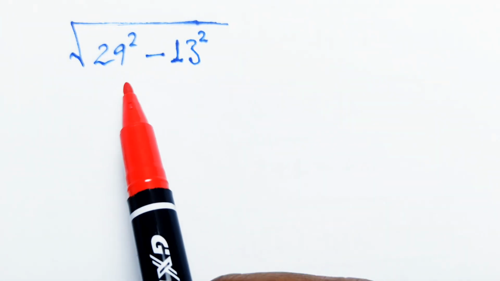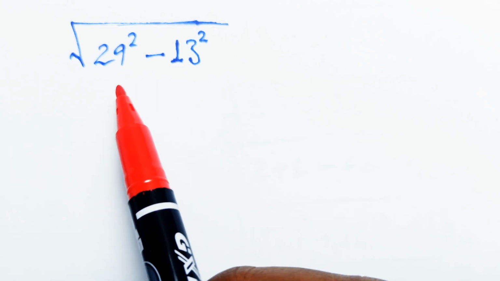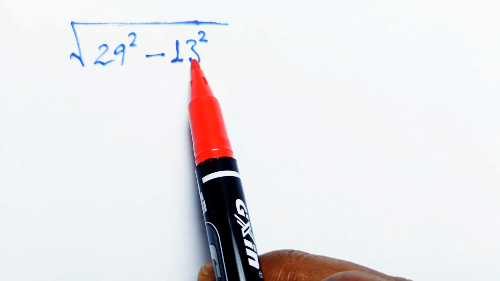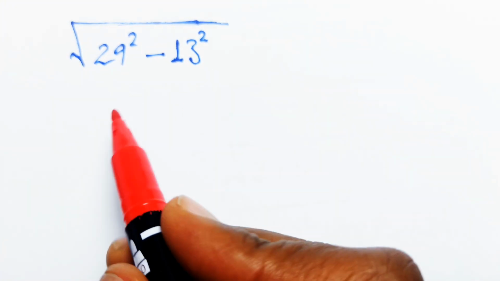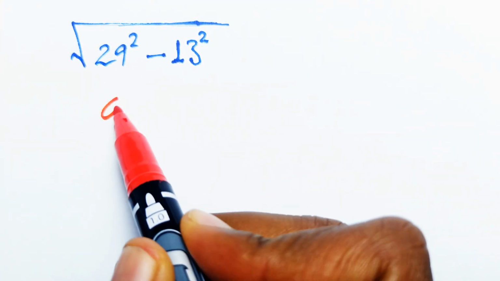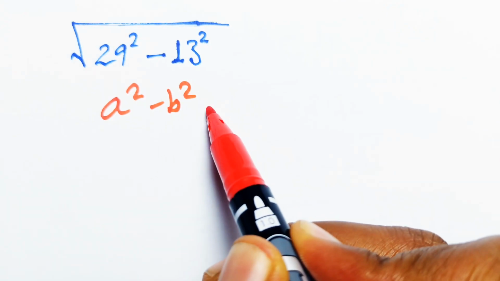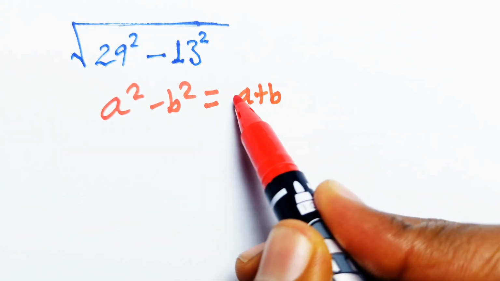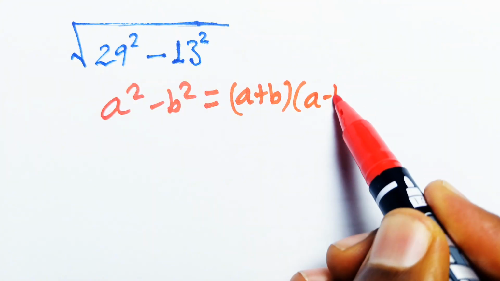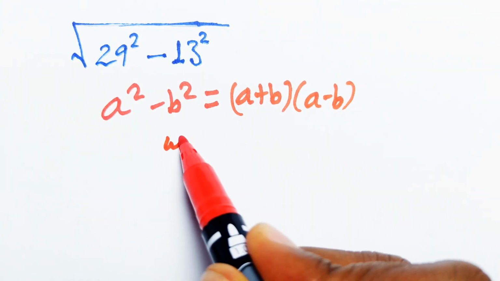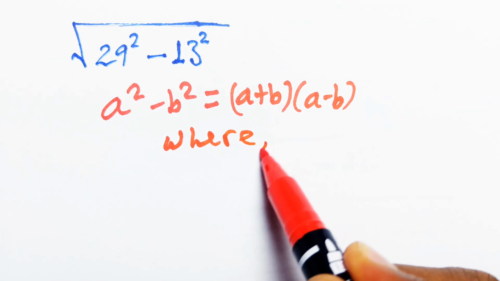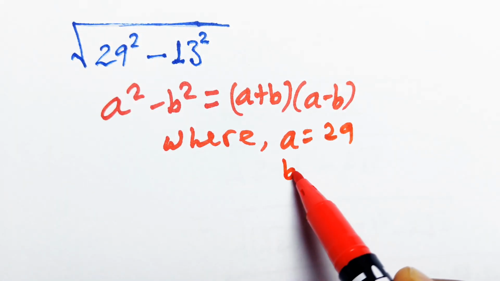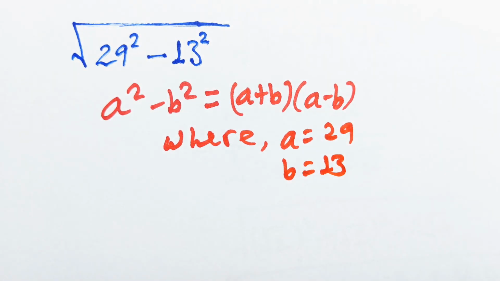Here we have the square root of 29 to the power of 2 minus 13 to the power of 2. You know the power rule: a squared minus b squared is equal to a plus b times a minus b, where in our case a is equal to 29 and b is equal to 13.